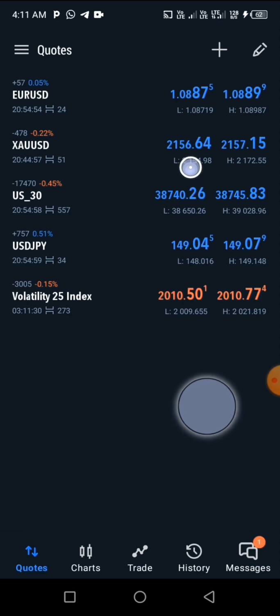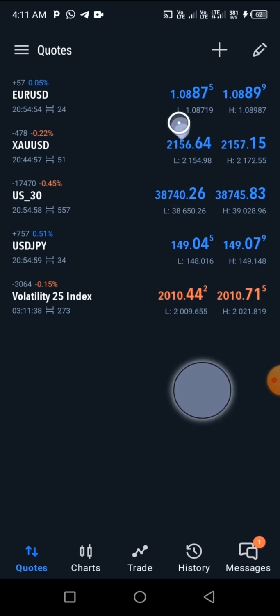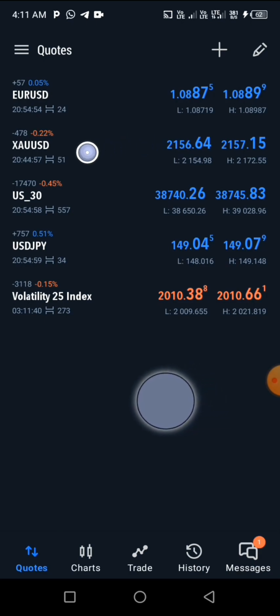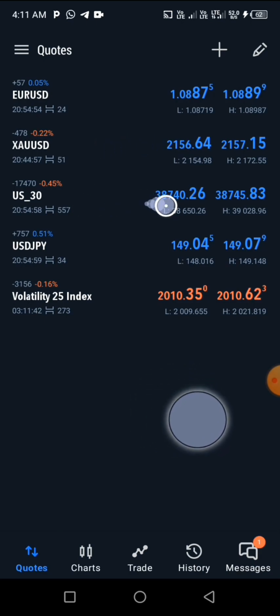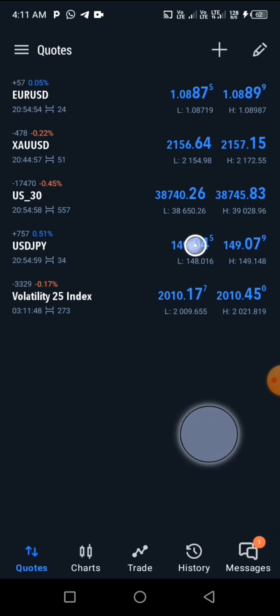Remember that the gold and the US30 have a similar way of calculating the pips. So I'm not going to look at US30. I'll just go straight to USD JPY because it's a JPY pair. You can see in this place we have 2 decimal points, and this one is a fractional pip. But once we open our chart, we're going to see 3 decimal points. Always remember that the last one is a fractional pip.